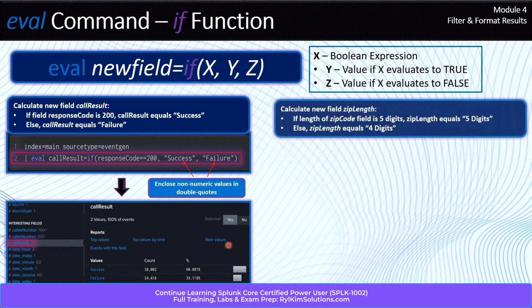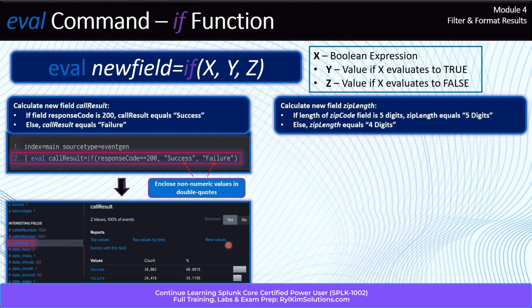The second example we see here is we want to calculate a field called zip length. Now, if length of zip code is 5 digits, so we have a field in our events called zip code. Zip code can either be 5 digits or 4 digits, but we want to know how many zip codes are 5-digit zip codes and which ones are 4-digit zip codes. So we can use the if function as well for that.